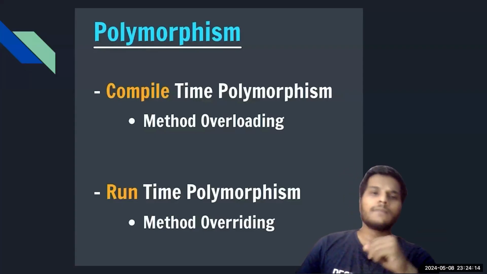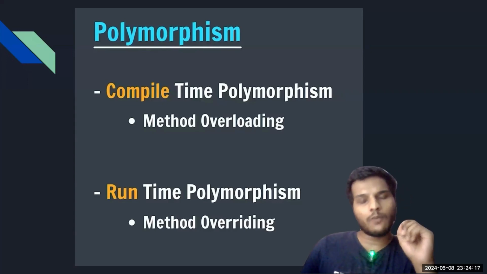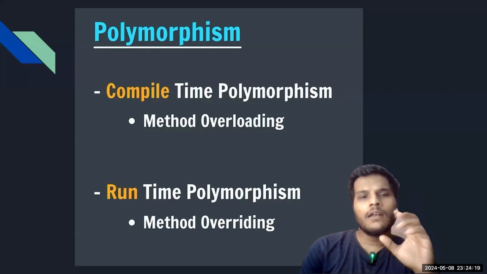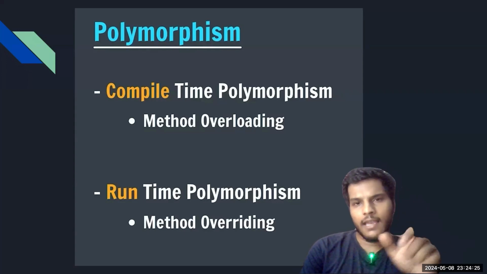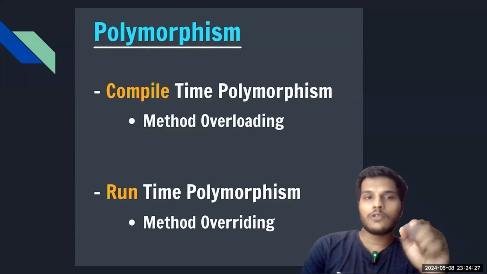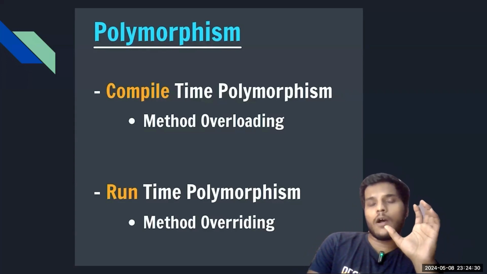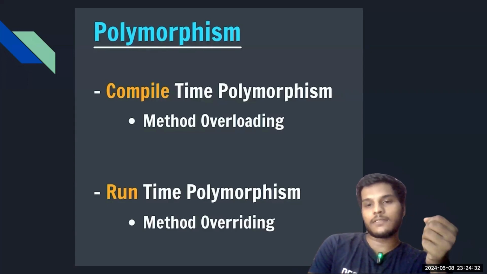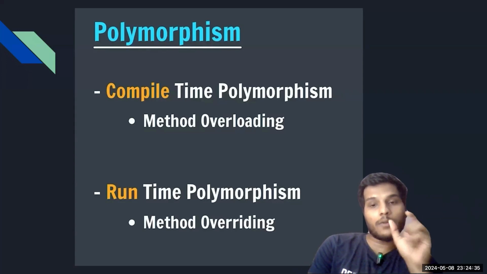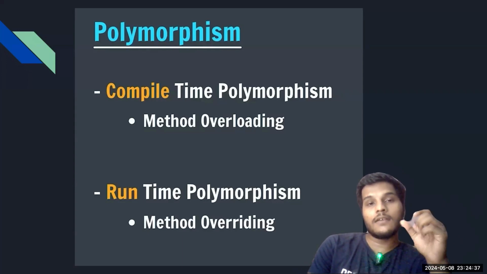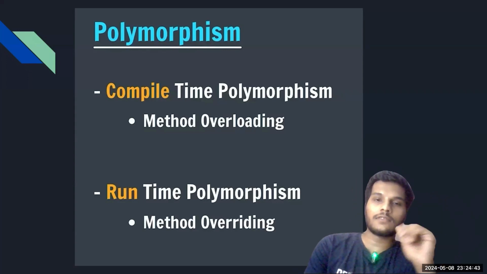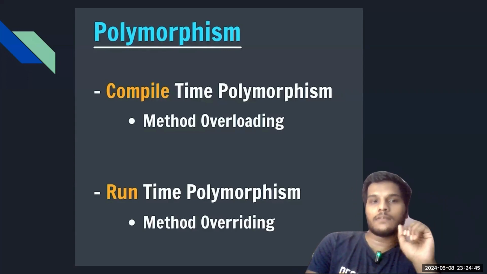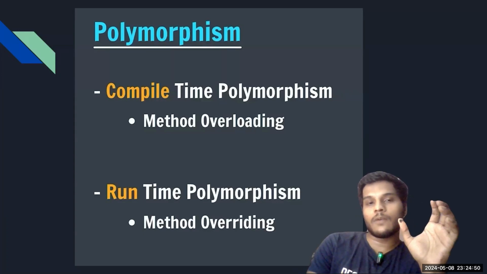Now let's move to our next major pillar of object-oriented programming, that is polymorphism. So what is polymorphism? Polymorphism is derived from Greek words: poly means many and morph means form. It refers to the ability of our object to take different forms, many forms. What we are doing here is trying to do similar things, but in multiple forms. So this is polymorphism.